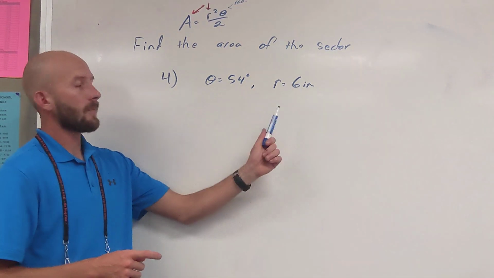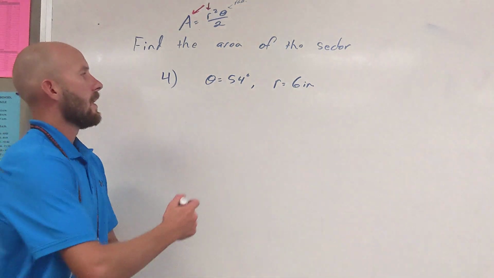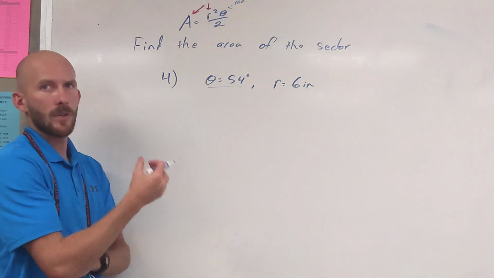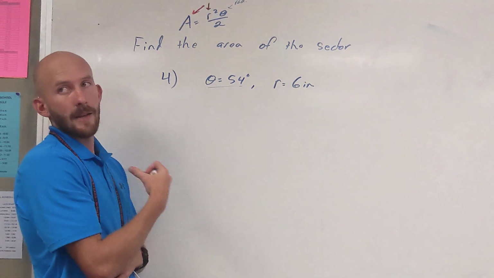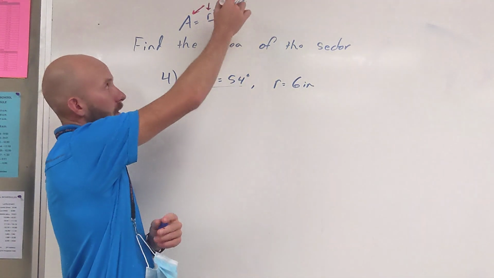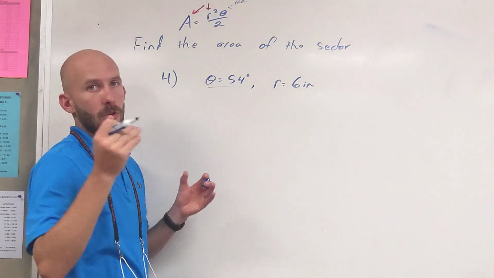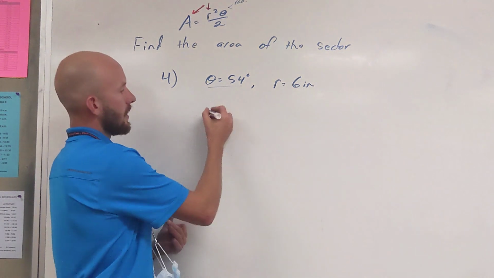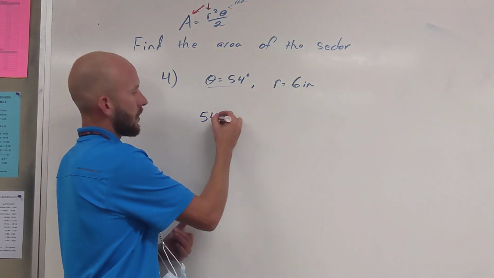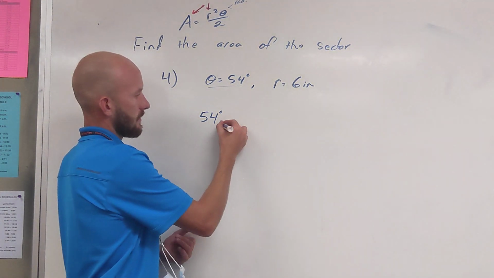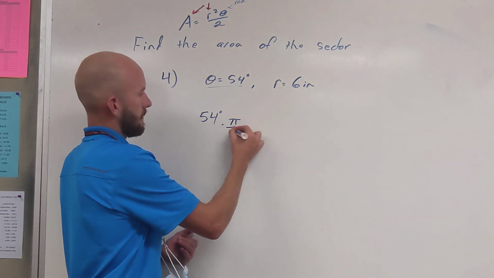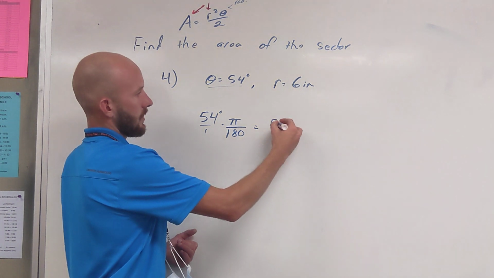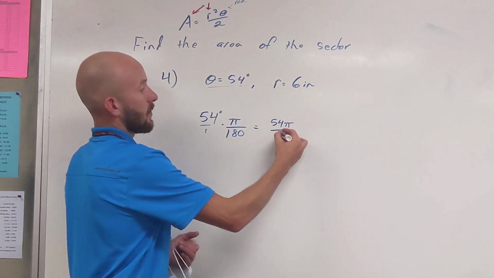All right, so back to example 4. It gives you the theta in degrees. We need it in radians to plug into our formula. So you cannot just start plugging stuff in kind of willy-nilly. You're going to have to convert. So how do I convert 54 degrees to radians? Pi over 180. Multiply straight across, 54 pi over 180.